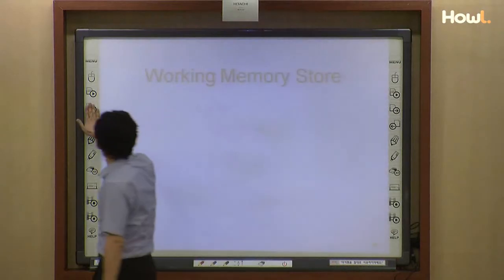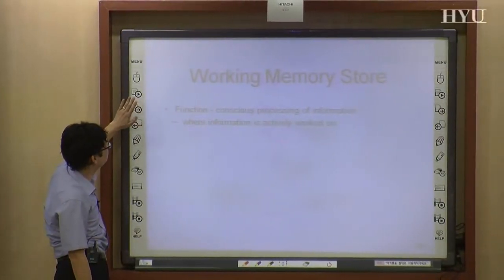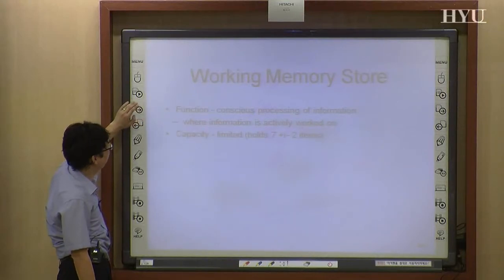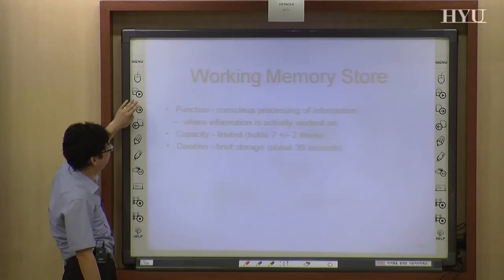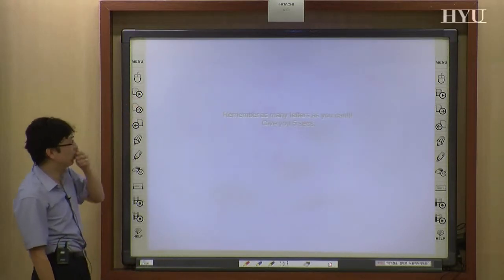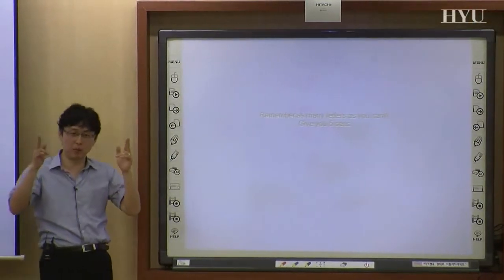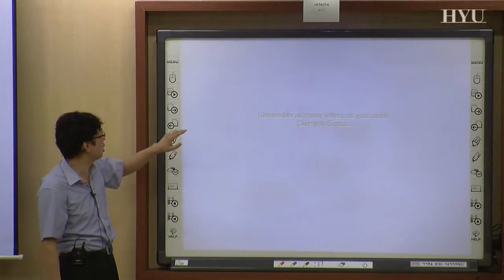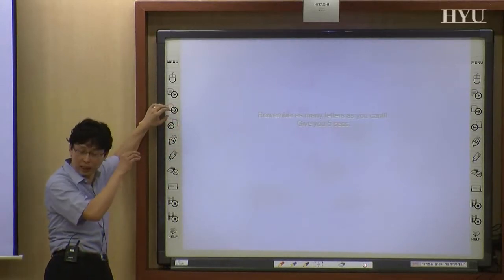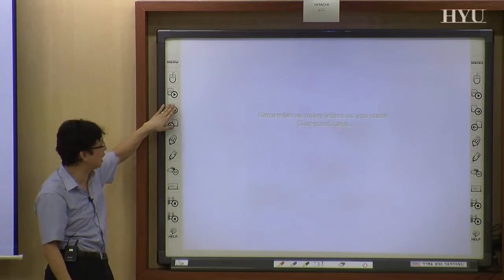Okay, so I mentioned this part: working memory is pretty much limited. Dual code is an important concept. So here is a test with you. There are 7 plus or minus 2. I will show some letters. You can see them for only 5 seconds, and remember as many letters as you can.